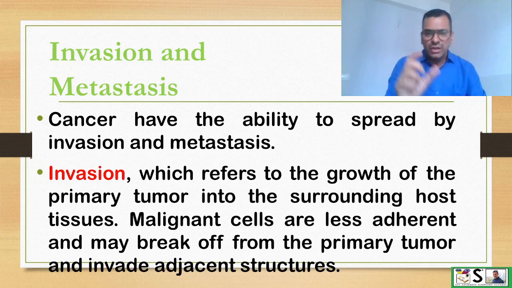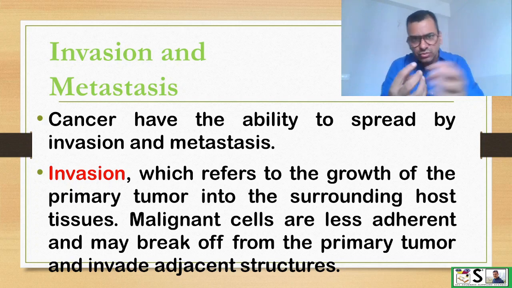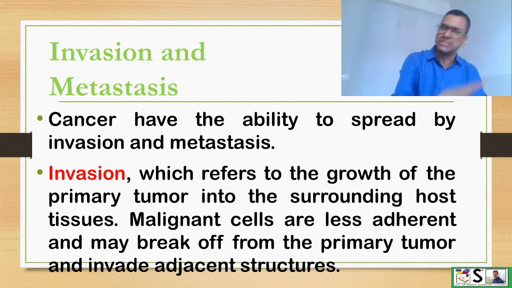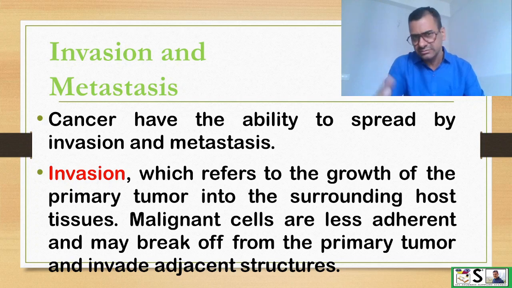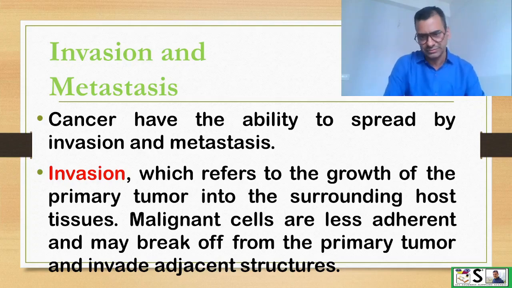What is invasion? Invasion means the growth of the primary tumor into the surrounding host cells. Means the adjacent structures are also affected and the tumor spreads to the adjacent structures. Malignant cells are less adherent to each other, so they easily break off and move to another part of the body and settle there, and cancer growth starts in the other part of the body.